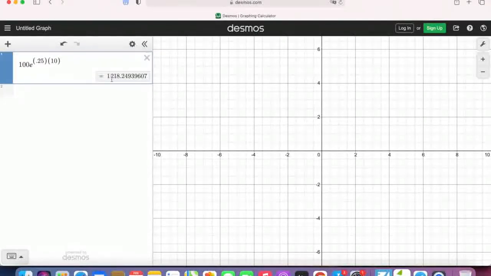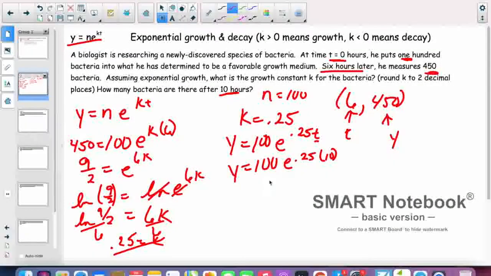And if I look here, I can see my answer. And we'll round to the nearest bacteria. So that's 1,218 bacteria. So our y is 1,218 bacteria.